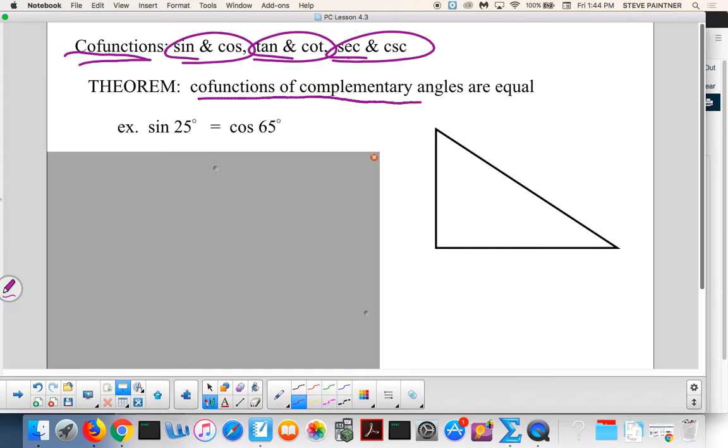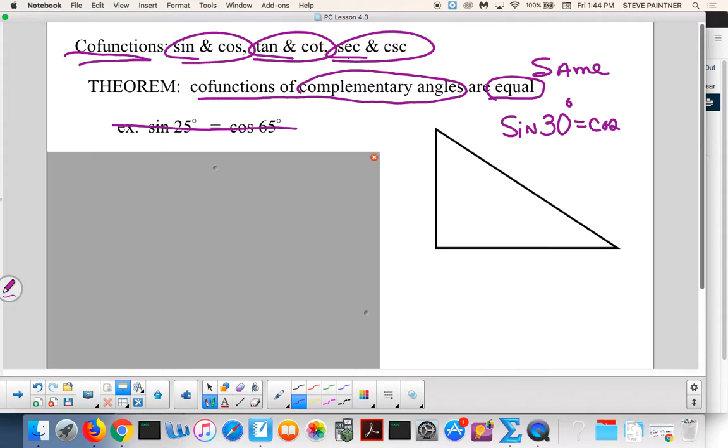Co-functions of complementary angles. What are complementary angles? Two angles that add up to what? 90. Complementary angles are equal, or better yet, the cofunctions are the same. Let's not even look here. I think that's confusing. I'm going to pick on sine and cosine. Sine of 30 should equal cosine of y. This plus this equals 90.